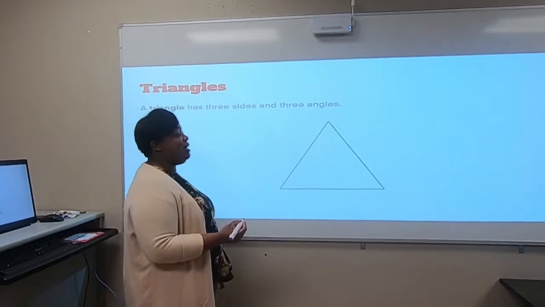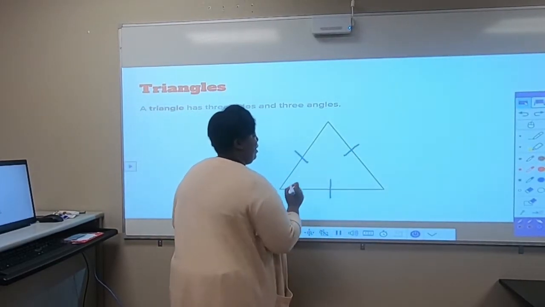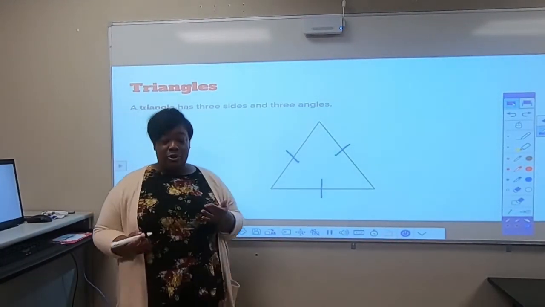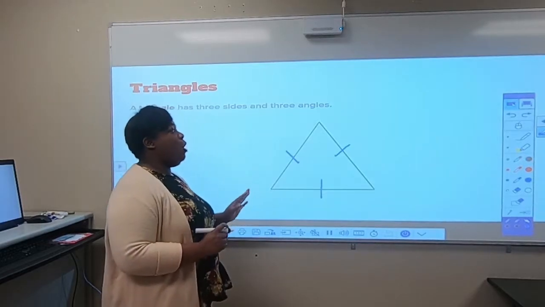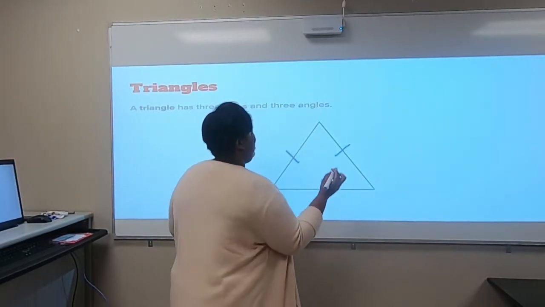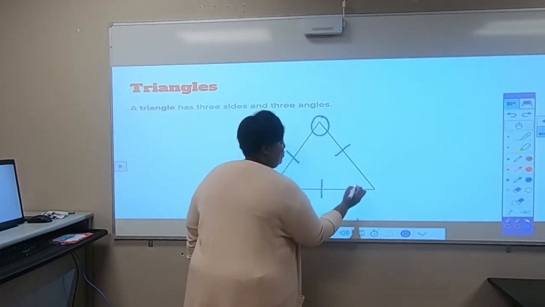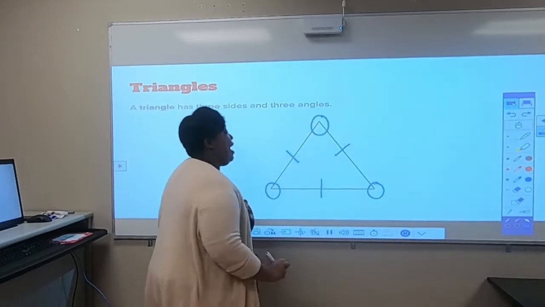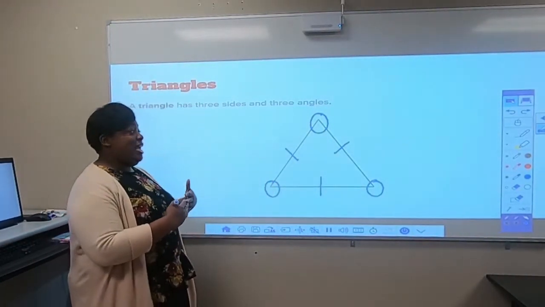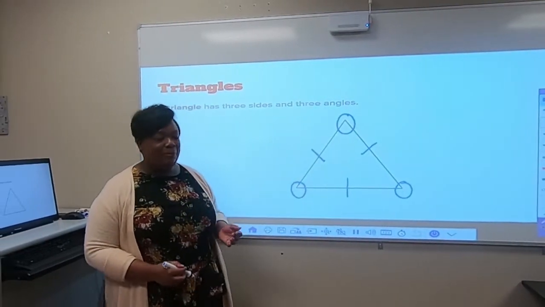Let's count them, you guys. 1, 2, 3. Those are the sides. And remember, we talked about the angles also. The angles are the points in which the lines meet to close the figure. So here's an angle, here's an angle, and here's an angle. As you can see, we have 3 sides and 3 angles. It is called a triangle. We know that one. That's pretty easy, right?